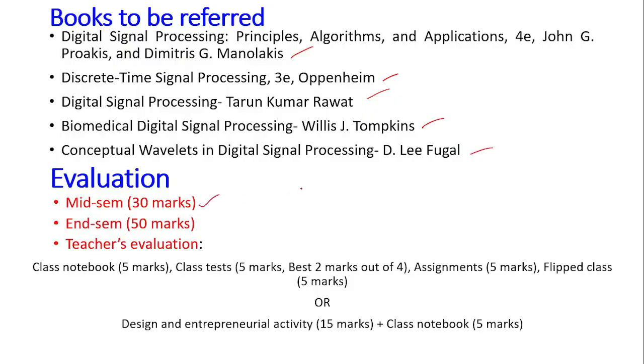Now the evaluation, as I already told you, we'll be having a mid-sem examination of 30 marks. Then we'll be having an end-sem examination of 50 marks. Now next comes the teacher's evaluation. From this semester onwards, there would be two components. Why is this coming? It is coming because of the curriculum changes. The classical one would be class notebook, 5 marks, whatever you are noting down. Then class tests, of 5 marks. I will try to take at least 4 exams, and out of these 4 exams we take the best 2 marks.